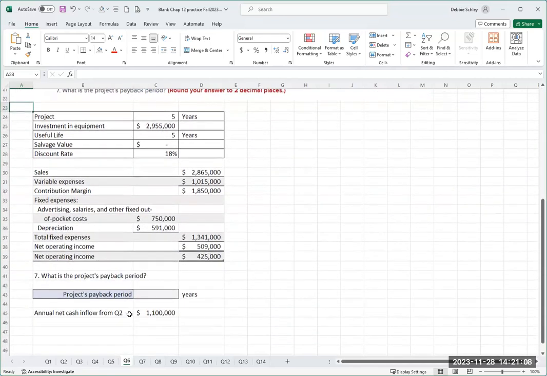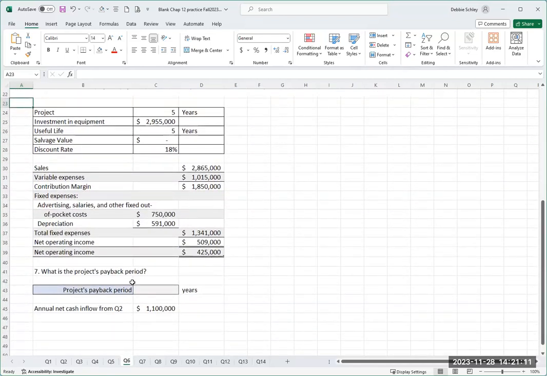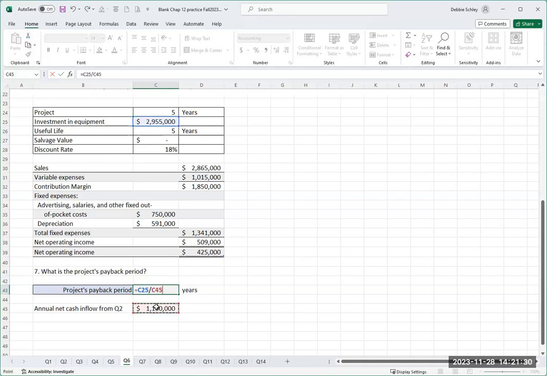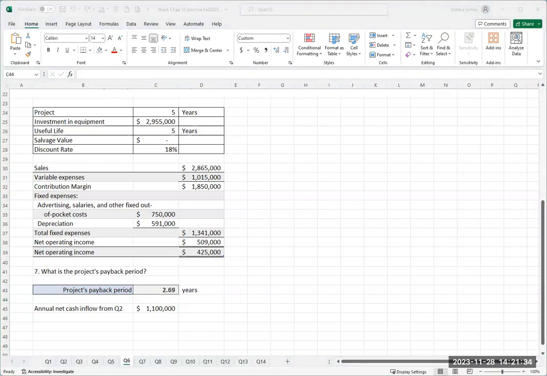Okay. Now they want to know, what is the project's payback period? So remember, my net cash inflow from question 2 was 1,100,000. And so I just simply take the initial investment in equipment divided by the annual net cash inflow, and that gives me 2.69 years. Remember to round to 2 decimals. And again, this is years, so it's just the number.